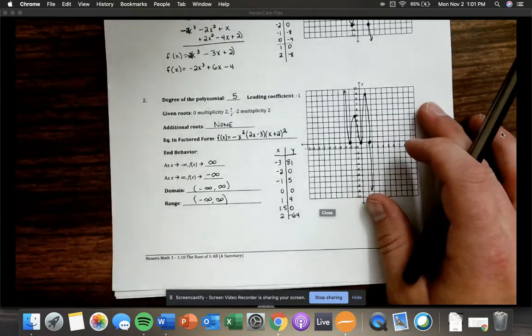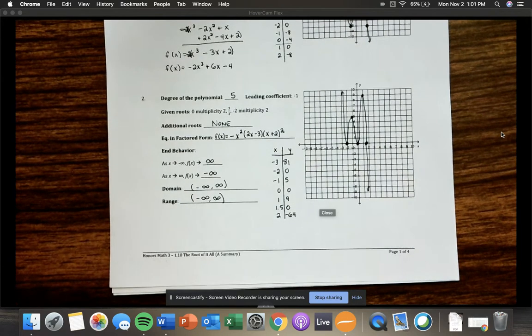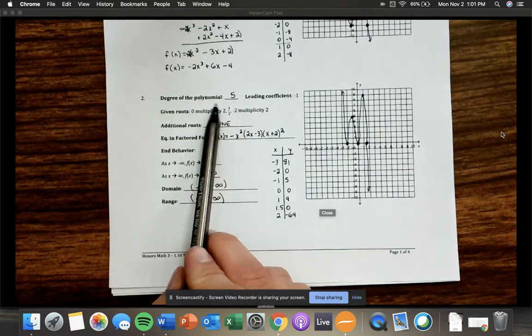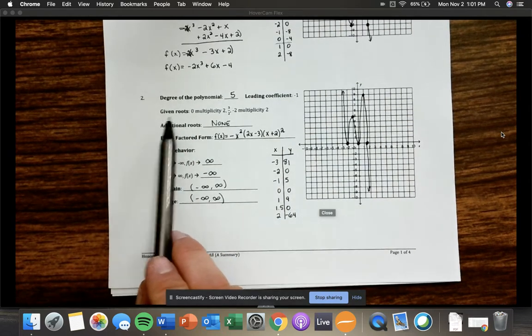But we're not going to spend a whole lot of time talking about graphing, because I know we've been doing graphing for a while, so we know what to do. Now this one didn't give us the degree of the polynomial, but it told us the leading coefficient and it gave us the roots.